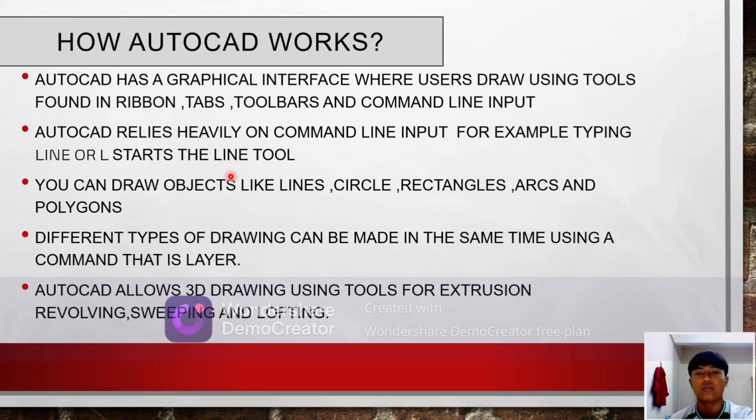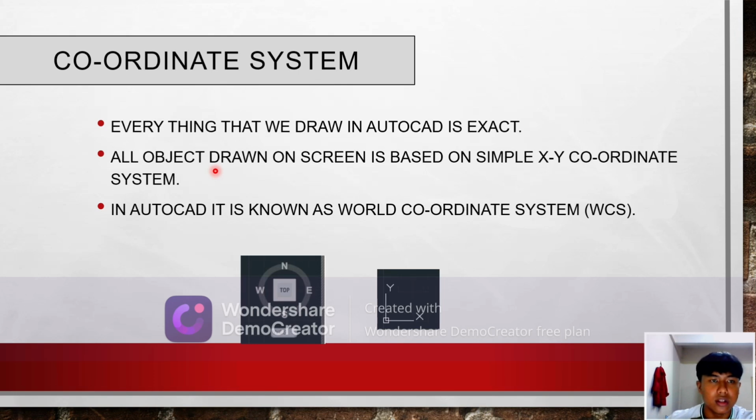How AutoCAD works. AutoCAD has a graphical interface where users draw using tools found in ribbon, tabs, toolbars and command line input. AutoCAD relies heavily on command line input, for example typing line or start to the line tool. You can draw objects like lines, circles, rectangles, arcs and polygons. Different types of drawing can be made at the same time using a command that is layer. AutoCAD allows 3D drawing using tools for extrusion, revolving, sweeping and lofting.